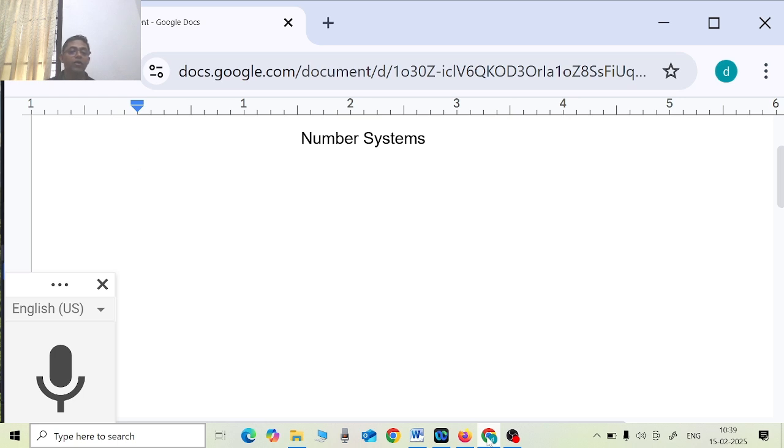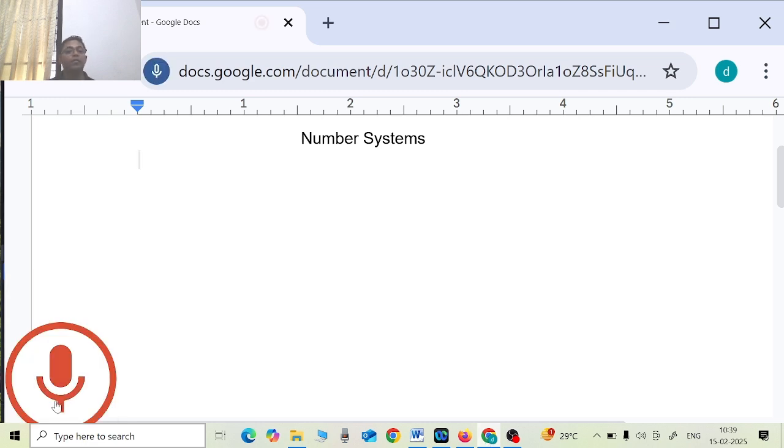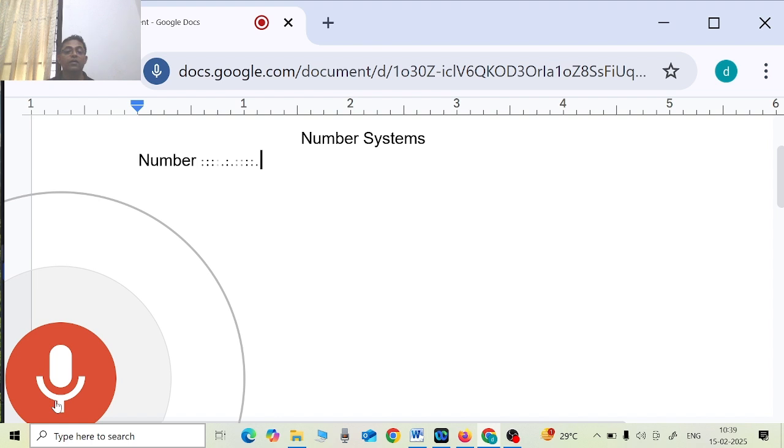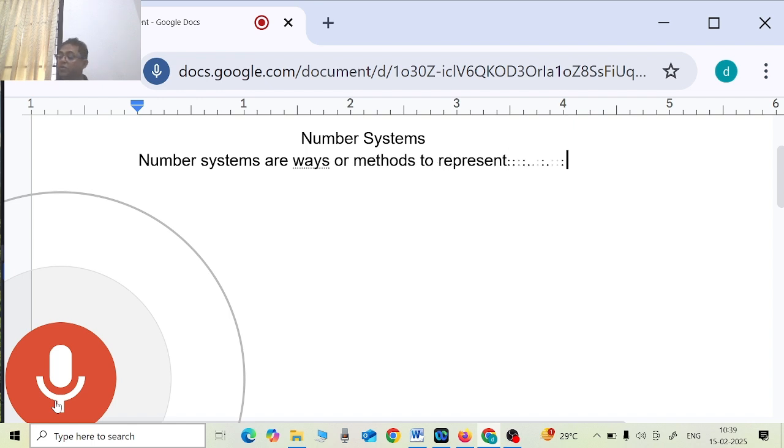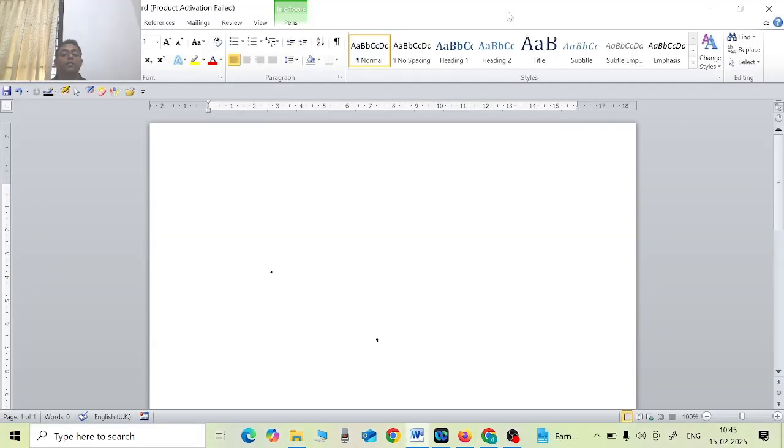Good morning all. In this session we are discussing number systems. Number systems are ways or methods to represent numbers using symbols or digits. Now we will discuss the types of number systems.